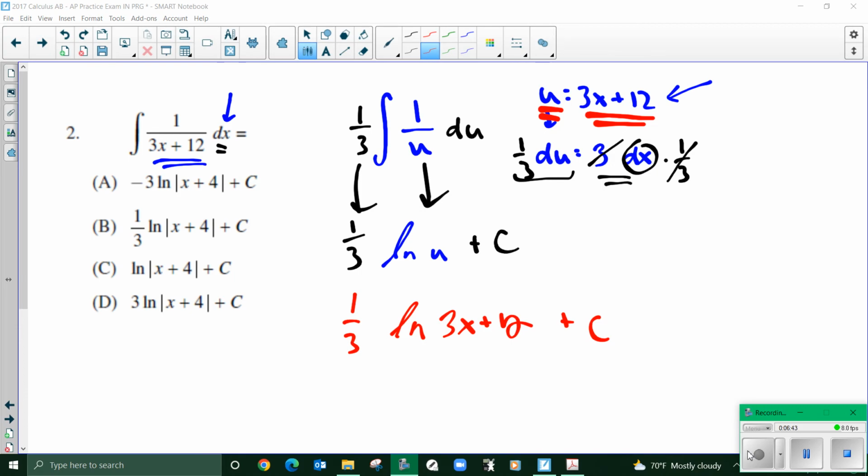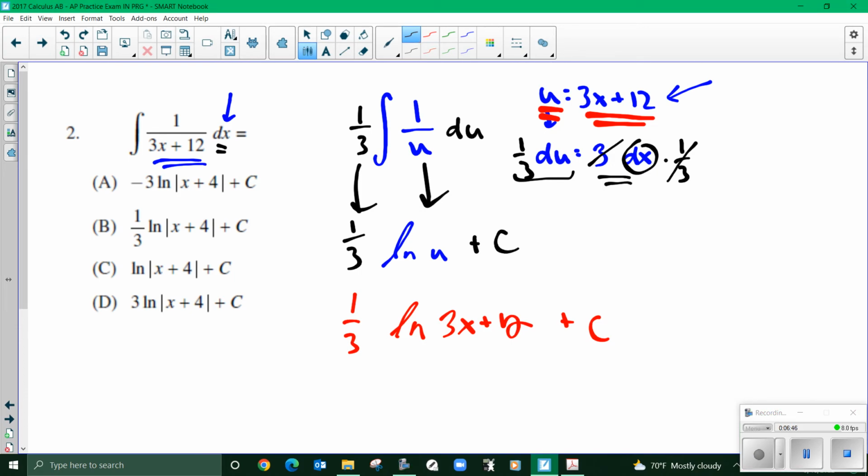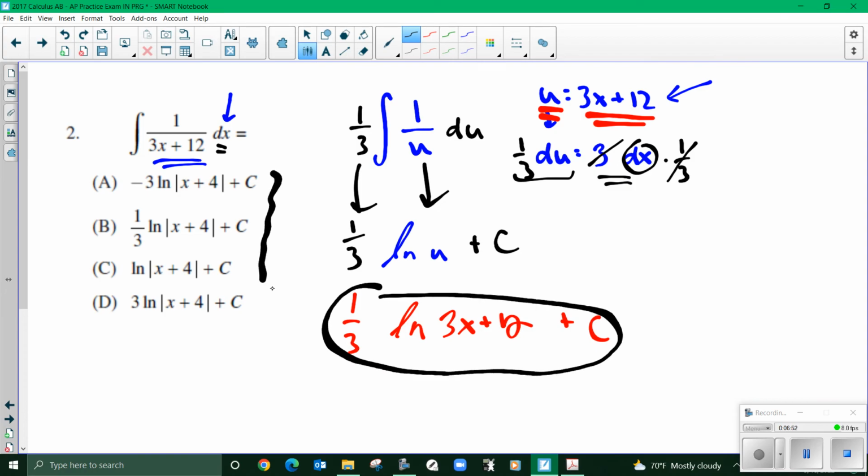So why did it drive me crazy? If this was short answer, I would accept this all day long. But you'll notice all of these responses have an x plus 4 in the ln. So what did they do? They took this right here and they factored out the 3. And that becomes x plus 4. And what they do is they bump the 3 out, like right from the beginning.